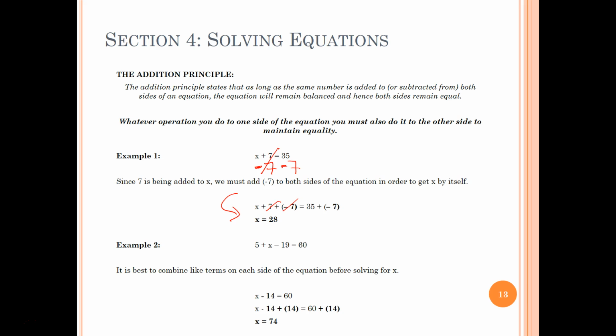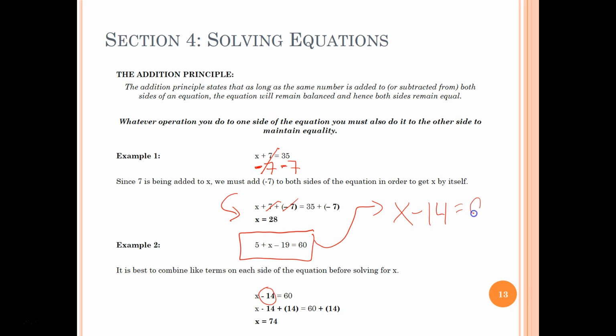One thing I want you to keep in mind is that when you have examples with like terms on either or each side of the equation, a really good idea is to combine your like terms first and then use the addition or multiplication principles to solve. So notice here, 5 minus 19 is negative 14. So this really says the same thing as x minus 14 equals 90.